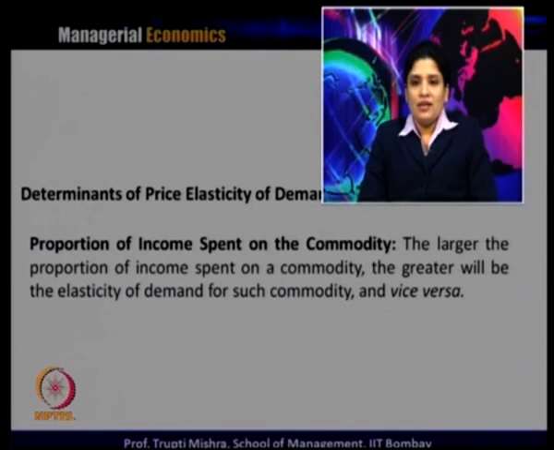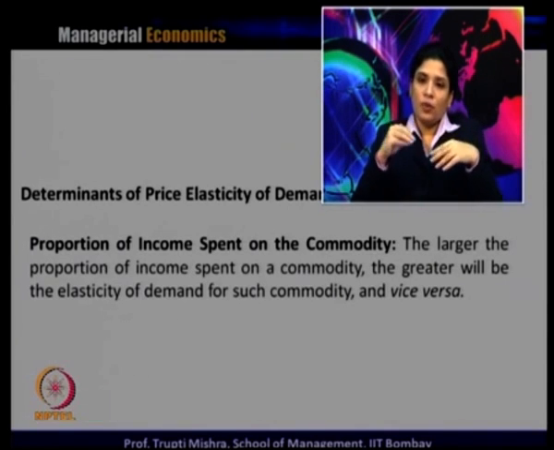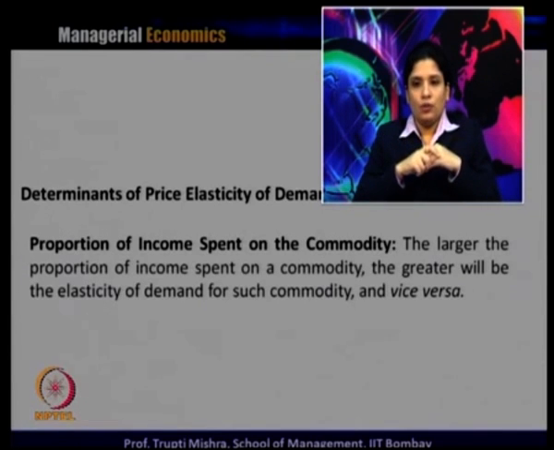Then the third determinant of price elasticity of demand is the proportion of income spent on the commodity or the goods by the consumer. The larger the proportion of income spent on the commodity, the greater will be the elasticity of demand for such a commodity, and vice versa. Suppose from your monthly budget you are spending 20% on transport. If the price of transport increases, demand will be more elastic because you will prefer to move to a different mode of transport, since you are spending 20% of your monthly budget on that. So in this case the demand is more elastic.